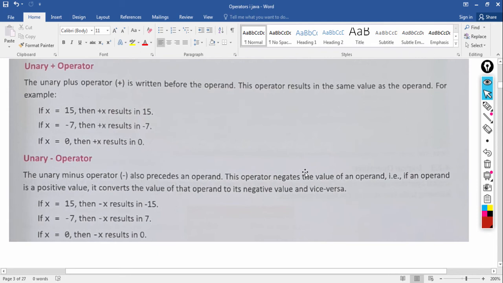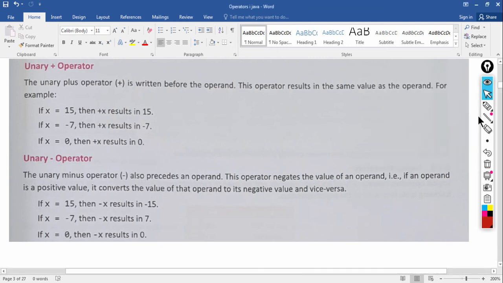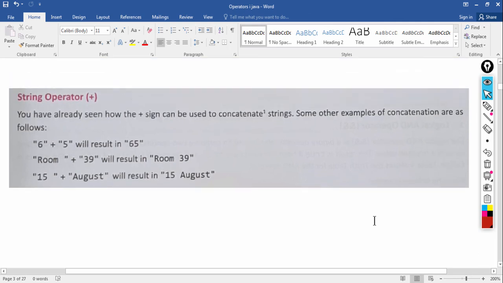I've already shown you the example for the unary operator, right? How the unary operator is used for negating a value and for making a positive value. I have also given a brief example about the plus operator, how it can be applied on strings.